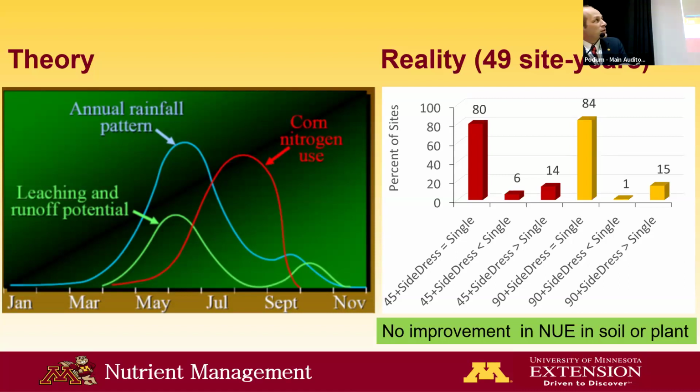In this particular study, this actually was across the Midwest, 49 site years of data, where we were looking at different nitrogen rates to get a response curve, comparing single pre-plant applications to two kinds of split applications. One where we apply 45 kilos pre-plant and then apply the rest at side dress, or 90 kilograms and then side dress. And 80 to 84% of the sites show no difference between the pre-plant versus the split application. So while in theory it looks like that would help us a lot, in practice we don't really see that working very well.